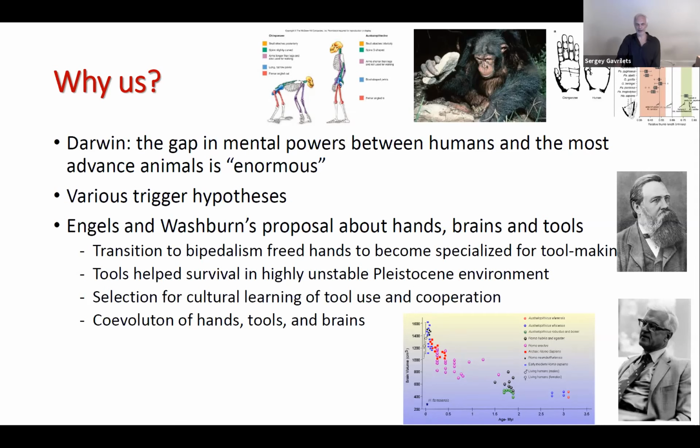The idea is that the transition to bipedalism freed hands. Hands were used to produce tools, and to learn how to use tools, you had to use cultural learning, social learning, and you had to cooperate. And when we started the process of co-evolution of hands, tools, and brains, that produced something like what is outlined on this graph here.